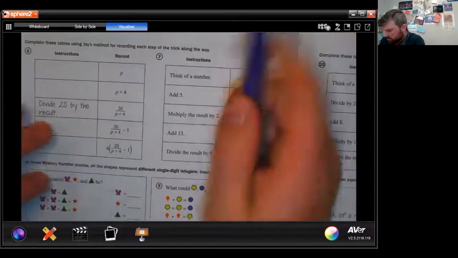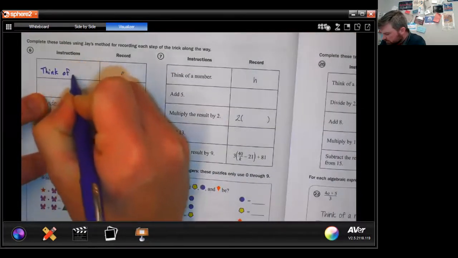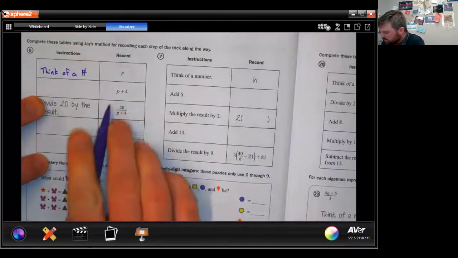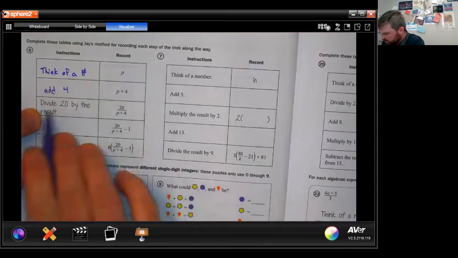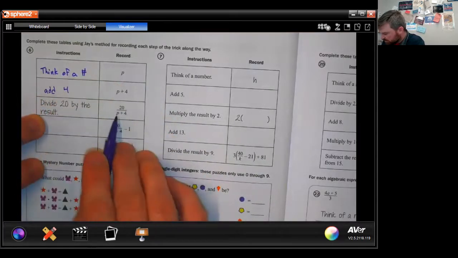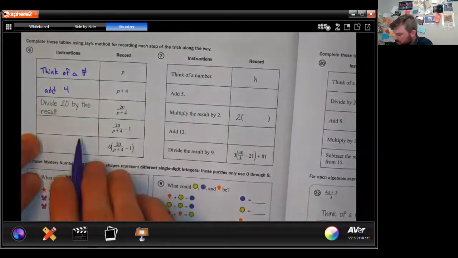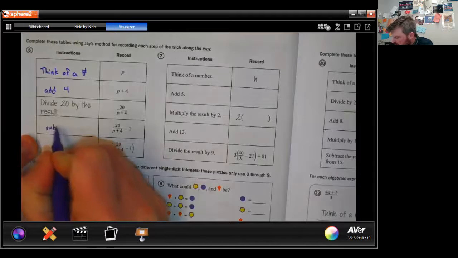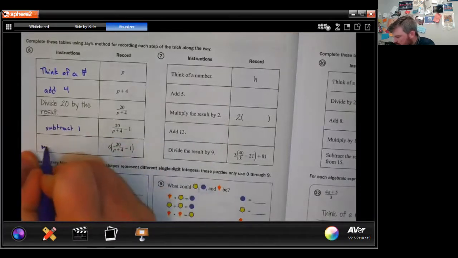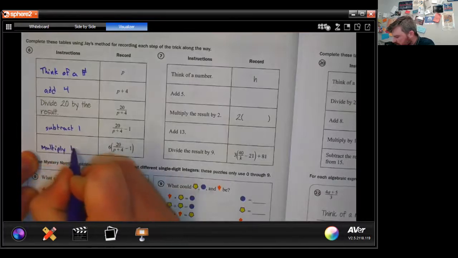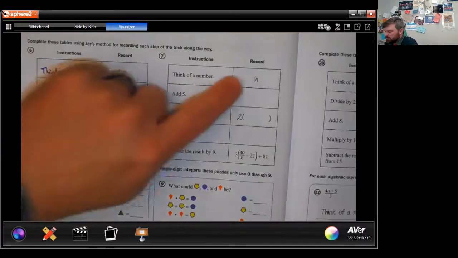Okay, so here our instructions are think of a number. And then they took that number and added 4. Divide 20 by the result. So here they put that result under 20. Here they subtracted 1 from that result. So subtract 1. And then here they multiplied by 6. Okay, here they give us all the instructions and we have to fill in the rule.